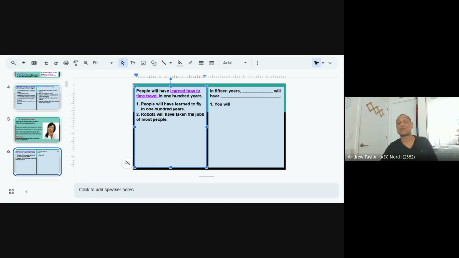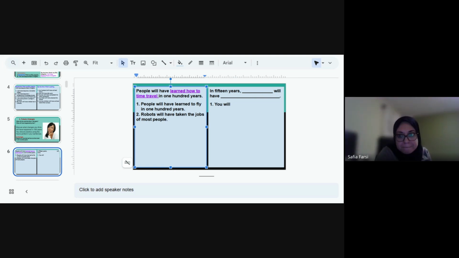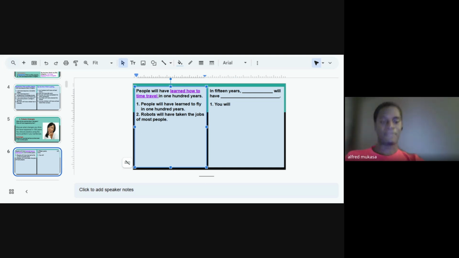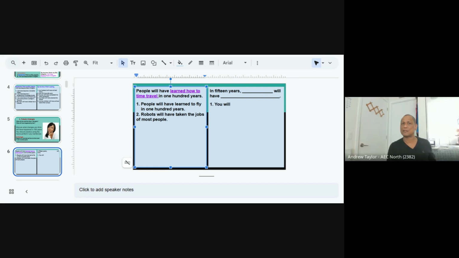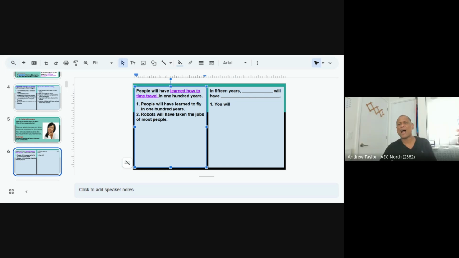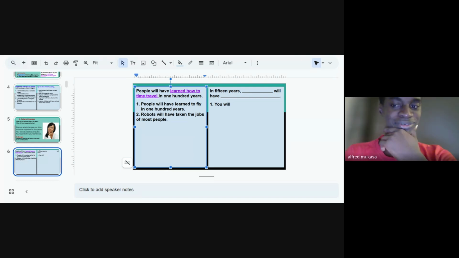Does it make sense to you, Safia? Yes, it does, right? Yes. Alfred, you're raising your hand. I'm giving my point. Okay, go ahead. In 100 years, people will have reached the moon. No, but the astronauts have reached the moon already. That's theory, not reality.